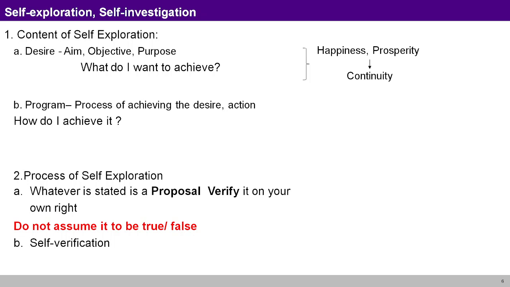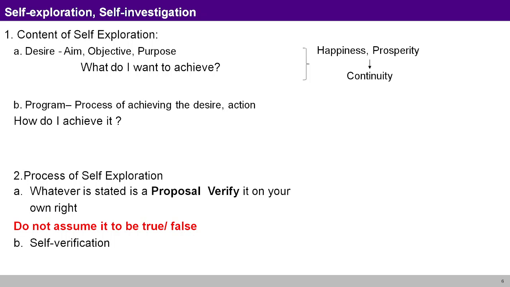Whatever comes to you, whatever you receive, whatever the self receives in the form of a desire, in the form of a thought, in the form of an imagination, that is called a proposal. Whatever comes to you through your desires and your thoughts is called a proposal.